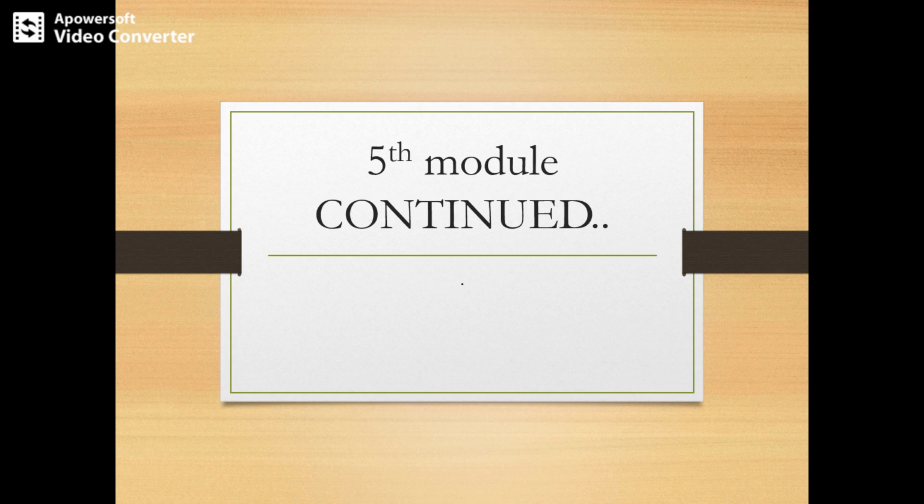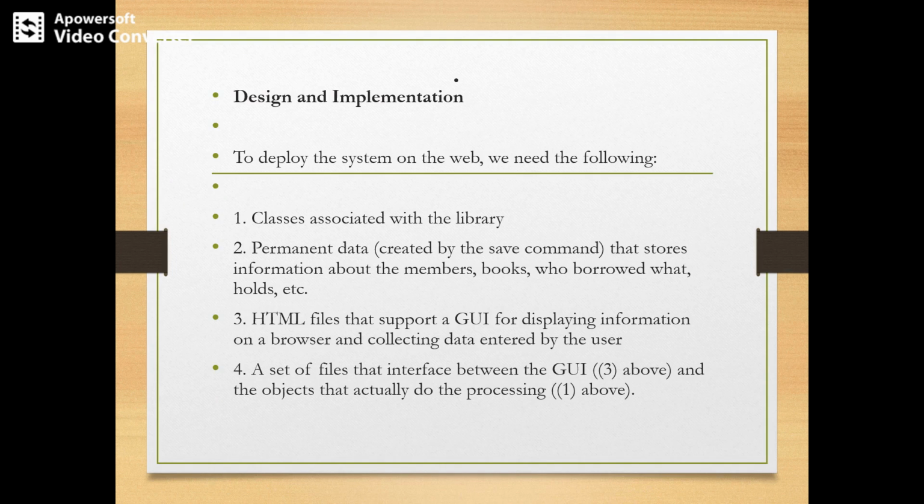Now the next part is design and implementation. We know that we discussed deploying the library system on the World Wide Web. To deploy the system on the web, what are the things required? What are the things needed? We need the following things.